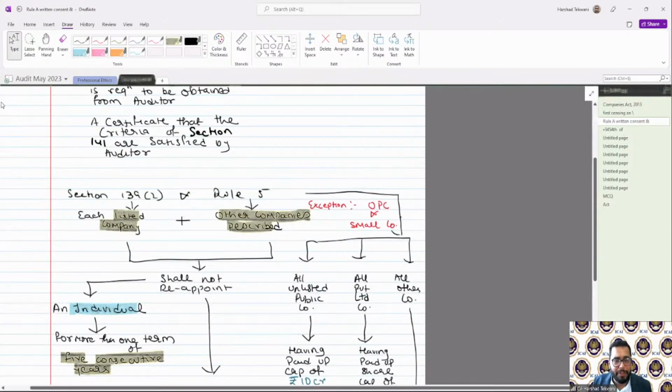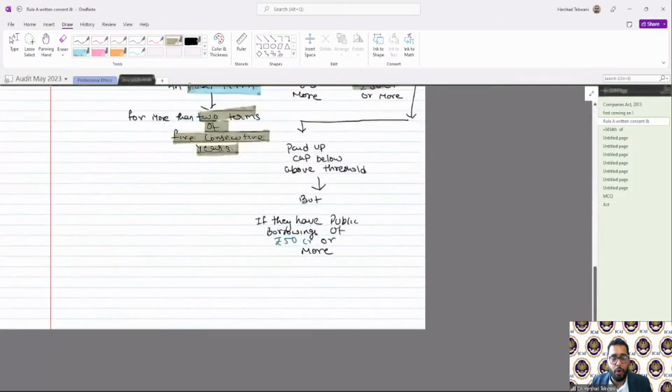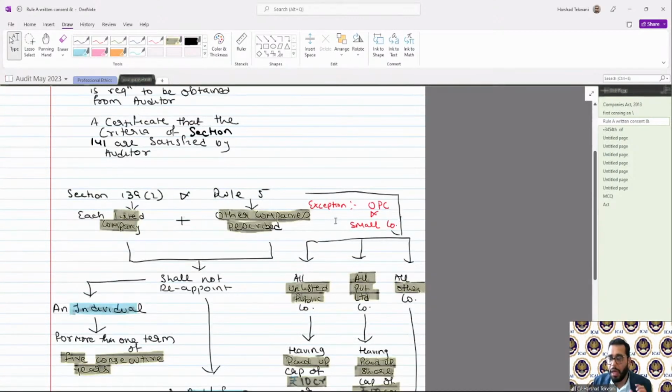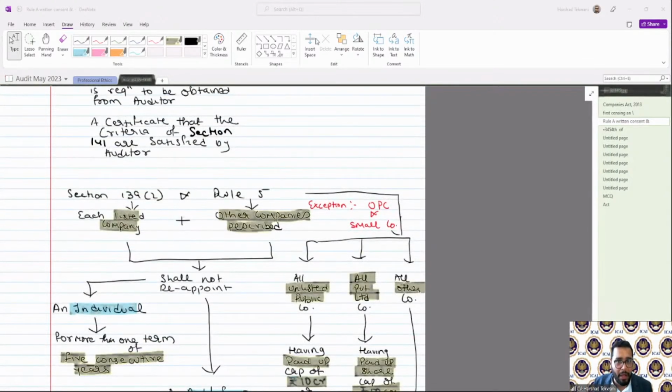Now, which are these other prescribed companies? That is given in Rule 5. There are 3 types of companies prescribed under Rule 5. One is unlisted public companies having 10 CR or more as paid up capital. Second, all private limited companies having paid up share capital of 50 CR or more. Third, other companies that don't have paid up capital above the threshold, but have public borrowing of 50 CR or more. These 3 types of companies are covered under Rule 5, and to them rotation is applicable. I hope it is clear now.